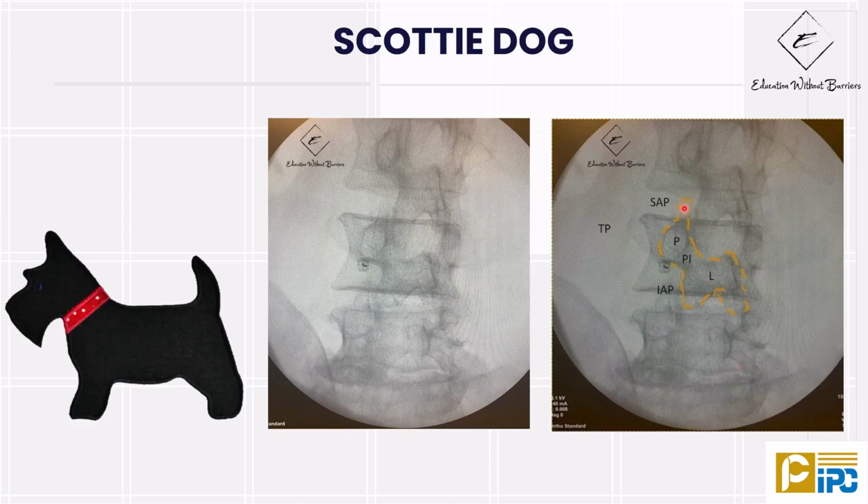So the ear is the superior articular process. This part protruding in the front is the transverse process. This is the pedicle. The neck is the pars interarticularis. The front paw is the inferior articular process, and this part is the lamina. So they're all labeled, and if you compare this image with this one, you can easily make out what I'm talking about. Okay. Let's move on.